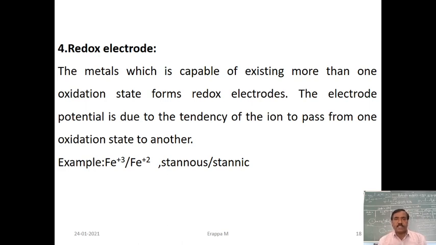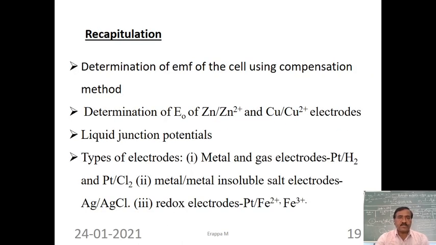Redox electrode. A metal which is capable of existing in more than one oxidation state forms a redox electrode. The electrode potential is due to the tendency of the ion to pass from one oxidation state to another. An example of a redox electrode is Fe3+/Fe2+. Another example is stannous and stannic. To summarize this session: how to determine the EMF of a cell by the compensation method, how to find the E0 value for zinc and copper electrodes, what liquid junction potential is, how it is eliminated, and the different types of electrodes.